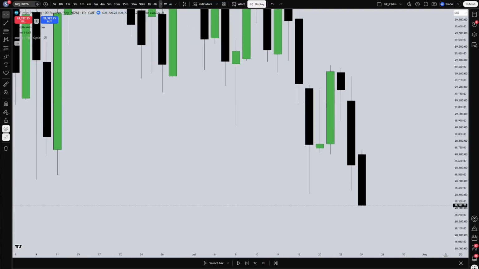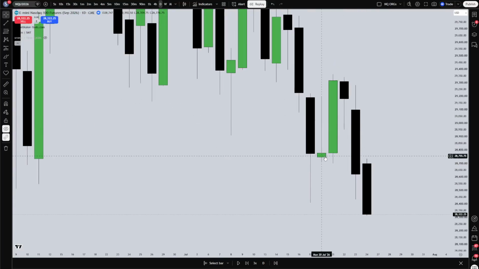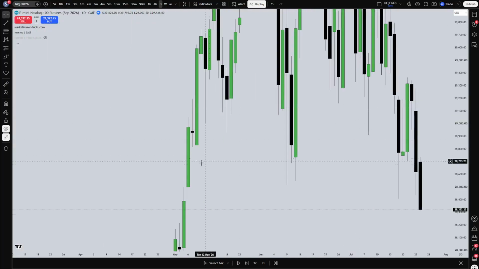All right, let's do a quick recap of the trade that I took on Friday. So going into the day, we had this area over here, right? We had this fair value gap, and then we had another fair value gap over here, this one, which I noted out.